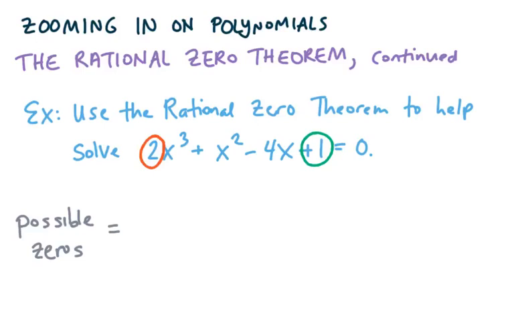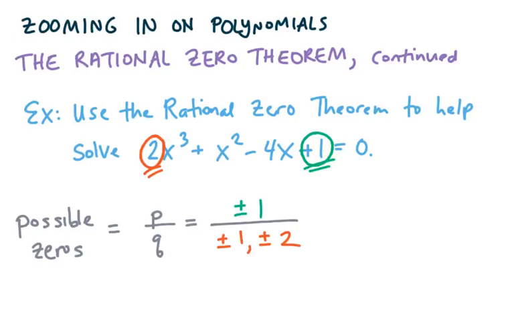So we're going to use this idea of P over Q. So P involves the factors of 1, right? In this case, I've circled 1 at the end there. So the factors of 1 are not too extensive. Plus or minus 1 will do. Q will be the factors of 2. So for factors of 2, we get plus or minus 1 or plus or minus 2. So our list of possible zeros is not quite as extensive as our last example.